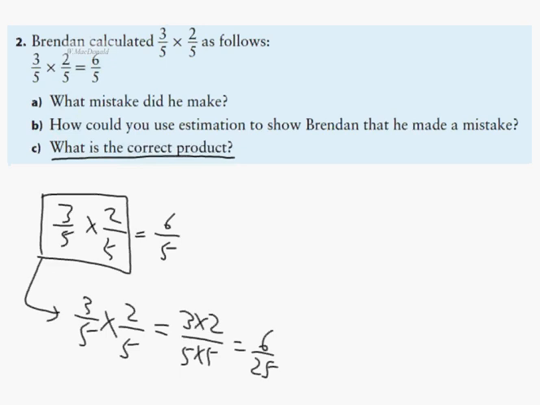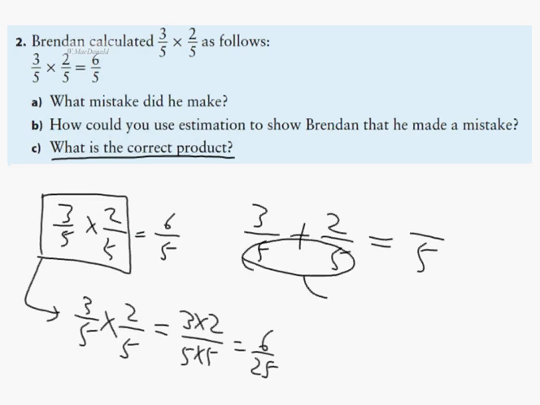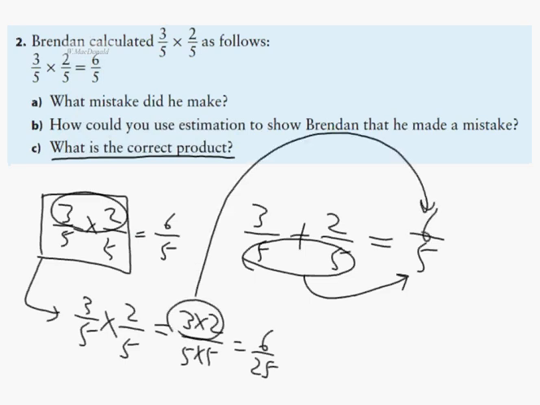He kind of used the idea of these two rules together. If you think about these two rules, if I was to do 3/5 plus 2/5, when you learned how to add fractions, you realize you have to keep your denominator and then add your numerators. So what Brendan did is he used the denominator rule for addition and the multiplication rule to get his numerator. Okay, so he's using two sets of rules to get the answer. He shouldn't have kept the denominator, he should have multiplied the denominators.